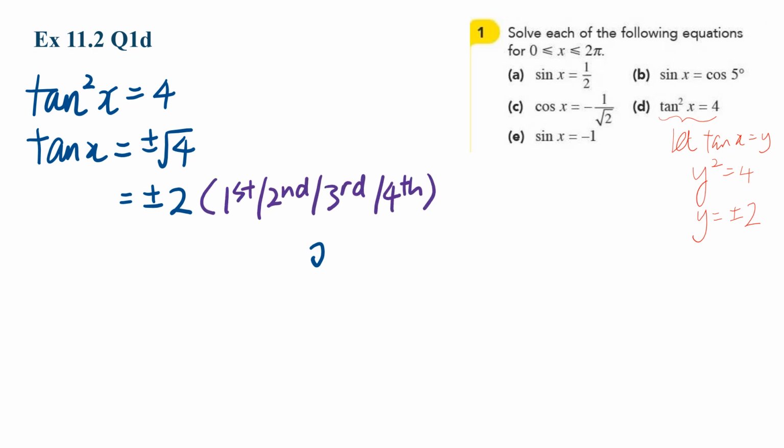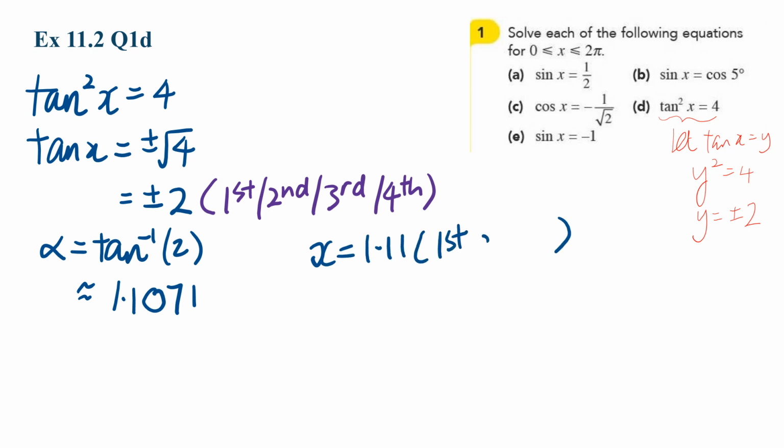Then the next thing is to find alpha. So alpha is the acute angle, so I must take tangent inverse of a positive value. So I must take tangent inverse 2. Okay, and here also comes the tricky part because the answer has to be expressed in radian mode. This is radian mode, between 0 and 2 pi. So you have to use a calculator to change the mode to radian mode. Okay, so you have to change the mode to radian and then press tangent inverse 2. That will give you 1.1071.